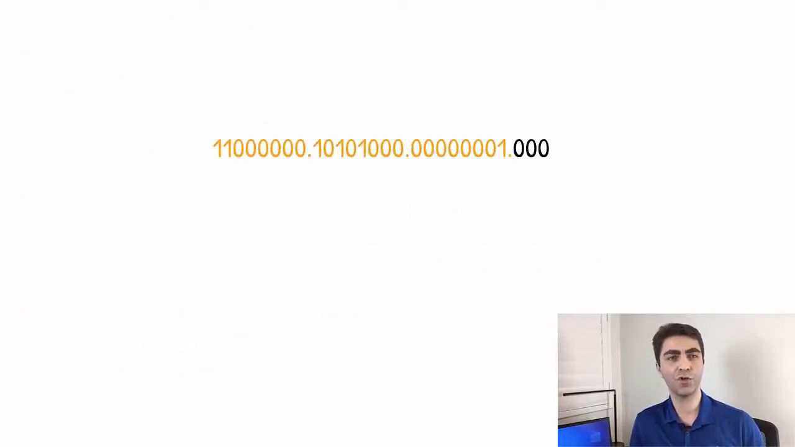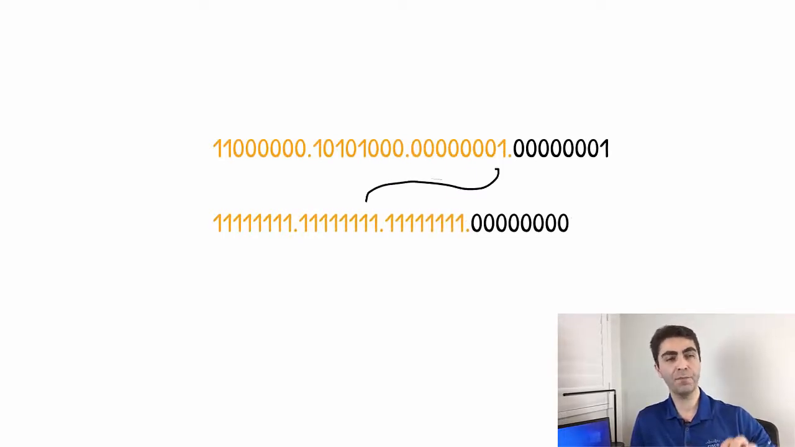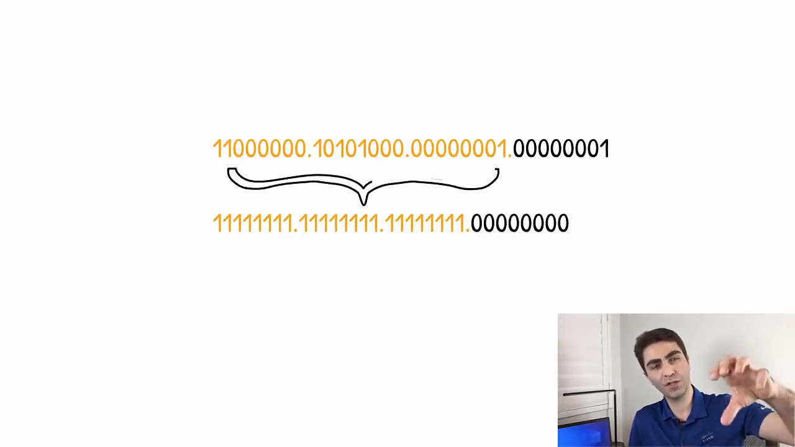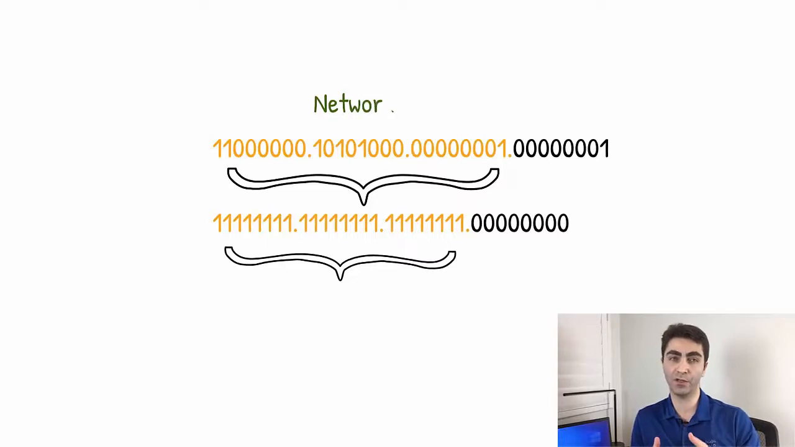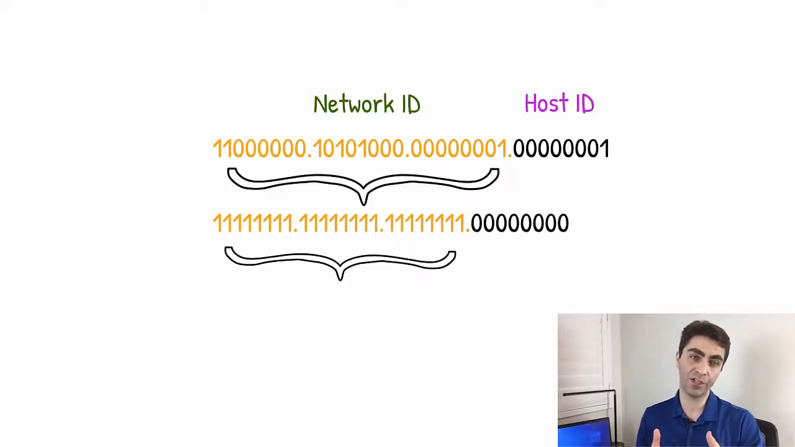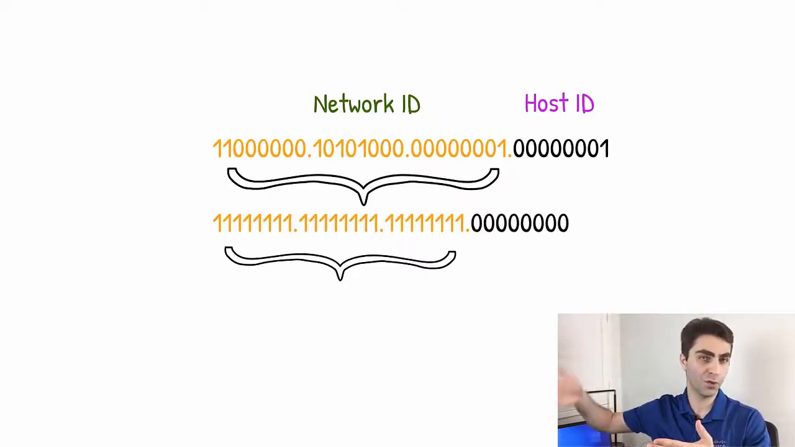But the question is, how does the subnet mask do its job? As its name shows, it masks the IP address. So if we mount the subnet mask over the IP address, the ones determine which part of our IP address belongs to the network ID and which part belongs to the host ID. The part that is masked with ones belongs to the network ID and the rest belongs to the host ID.